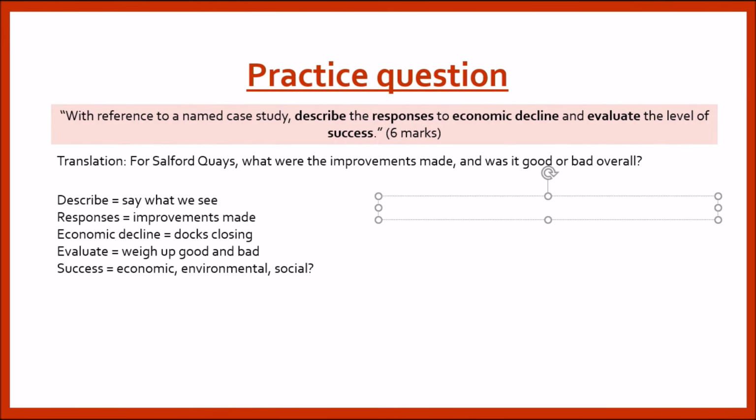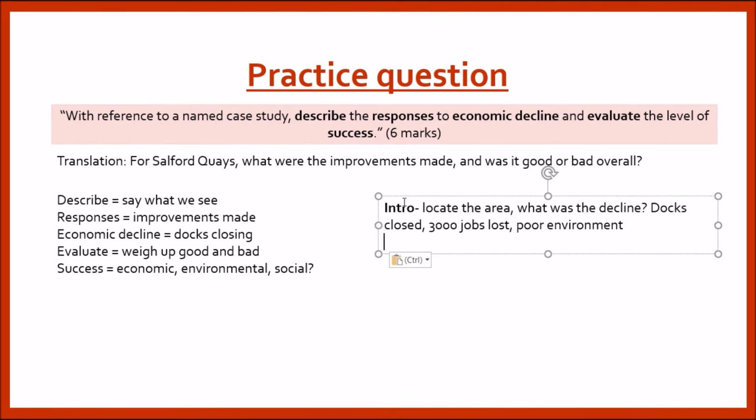Okay, so let's make a start on the introduction. So in the introduction, I would most likely locate the area. I would talk about where Salford Quays is located, and I would focus on what the decline was. So I'd refer to the docks closing, 3,000 jobs being lost, the poor environment in terms of the contamination, the air pollution, the crime. I would just set the scene for the examiner.